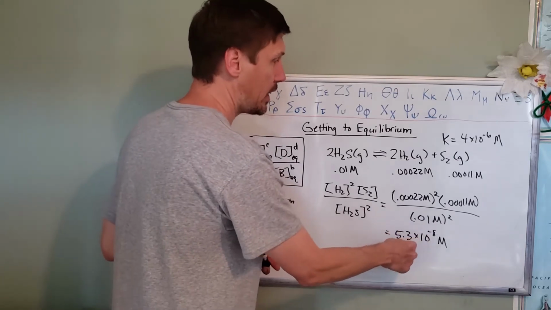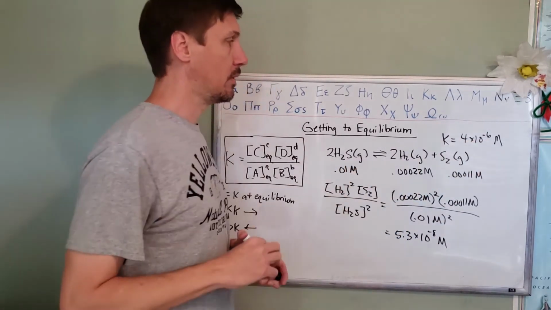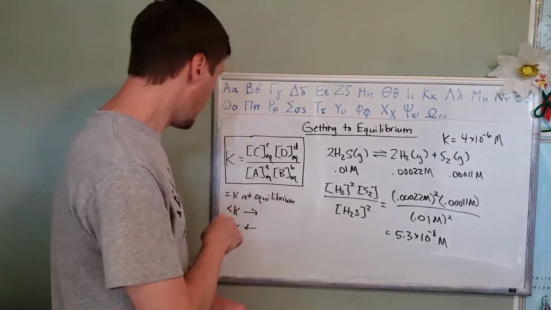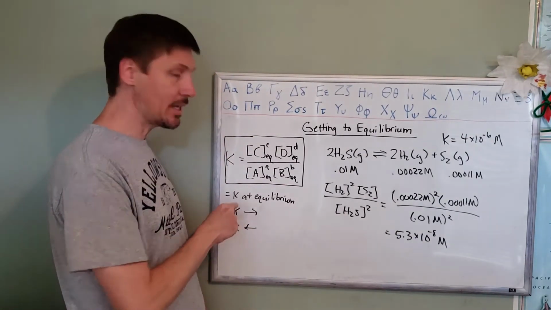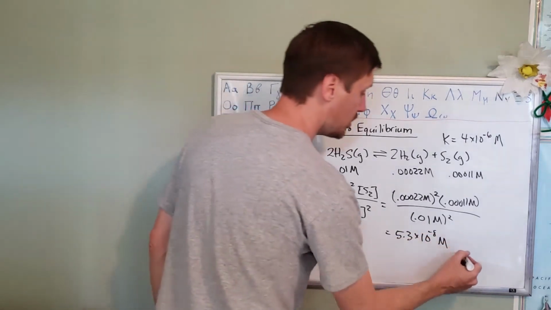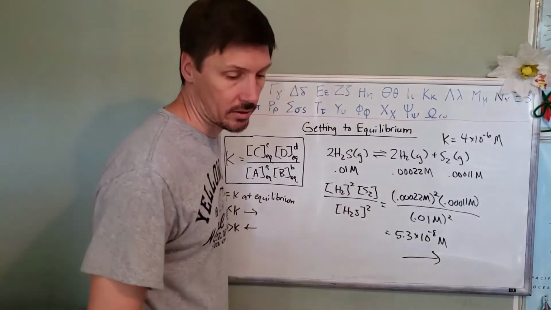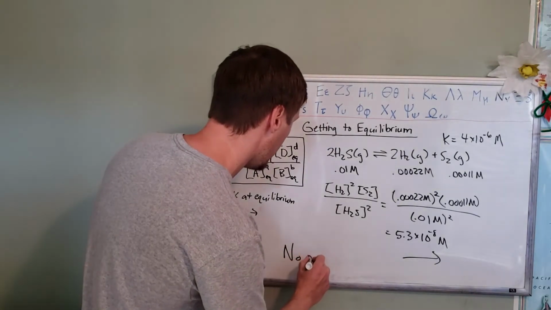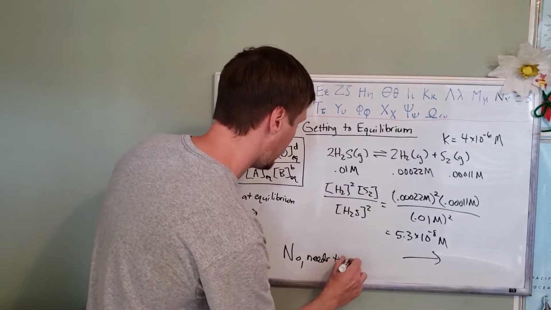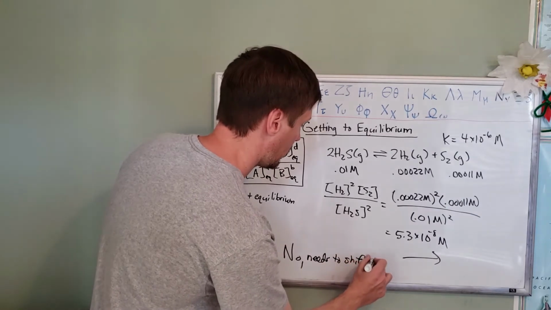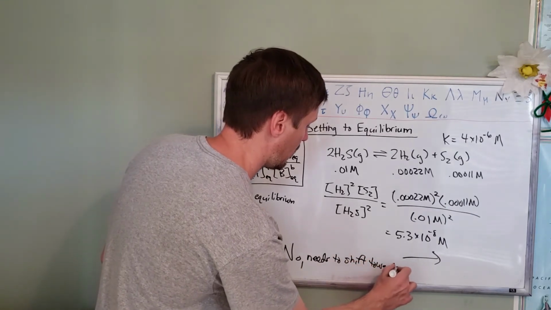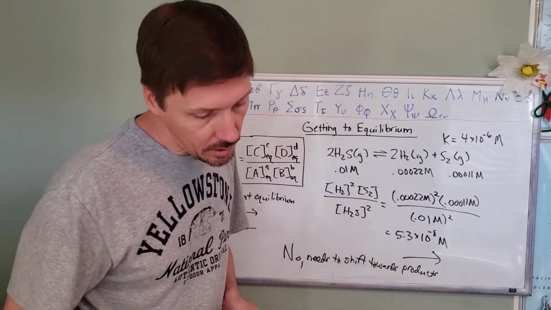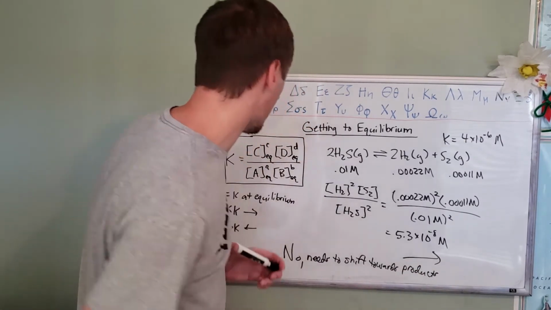Now this number here is smaller than the correct value of K. So if the value we calculated is less than K, then what we need this reaction to do is shift towards the products. And so that's what it asks us. Is it at equilibrium? Nope. Needs to shift towards products. Right? So that would be the correct answer for this particular problem.